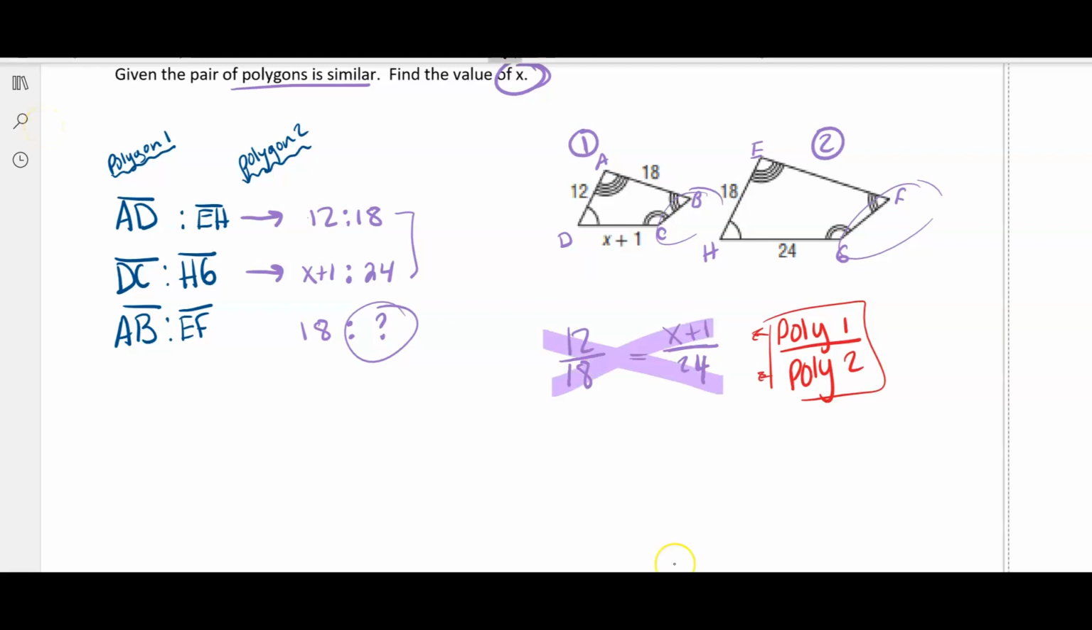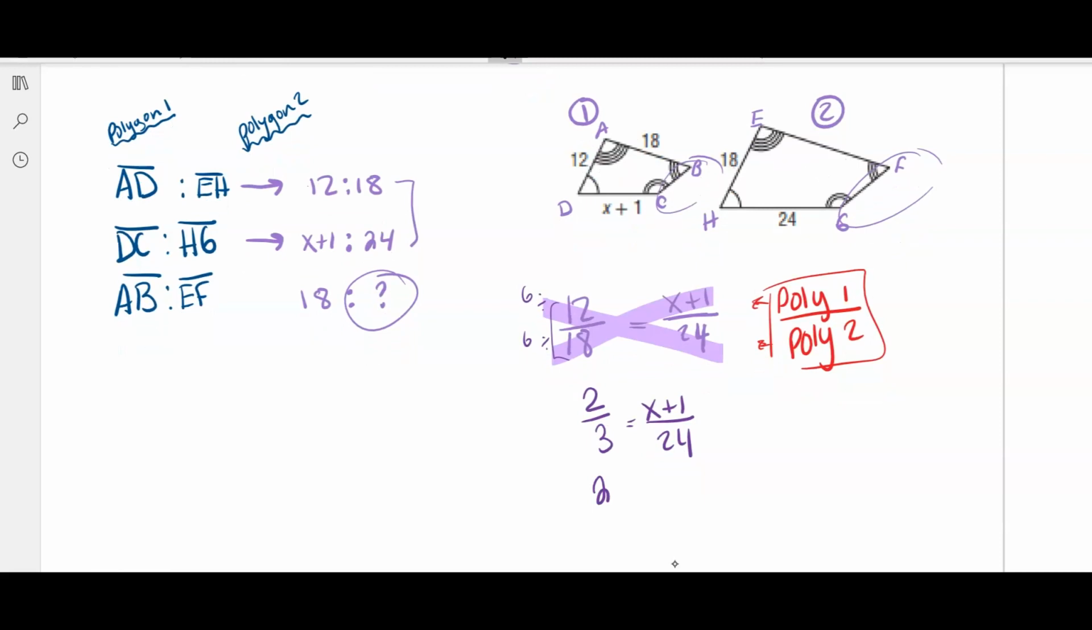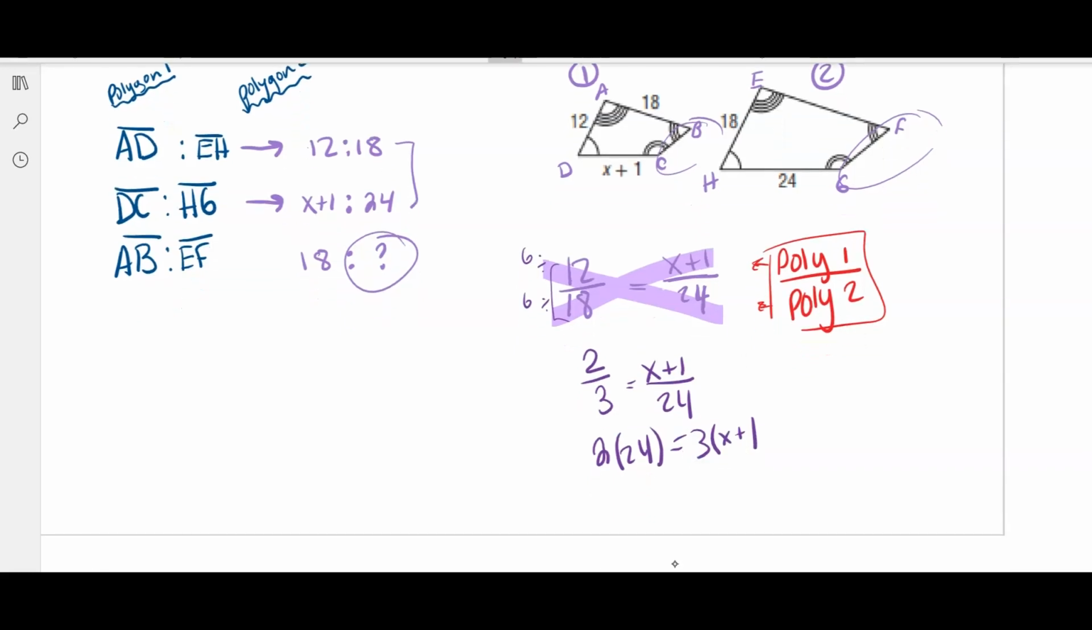To solve for x, we're going to cross multiply. But to make our life easier, I'm going to simplify this fraction. You don't have to necessarily do this, but I'm going to. I'm going to divide both of these by 6, so then we get 2 over 3 equals x plus 1 over 24. It's just going to make the math a little simpler. So now we get 2 times 24 equals 3 times x plus 1. When we solve, we get x equal to 15. So there we go.